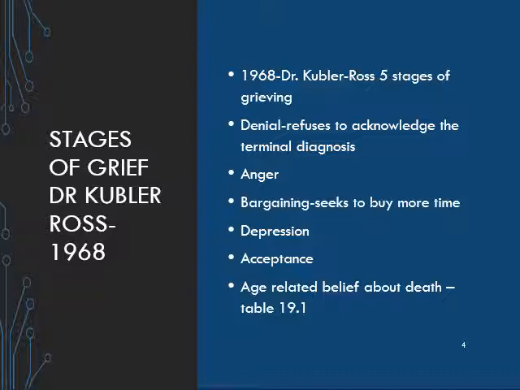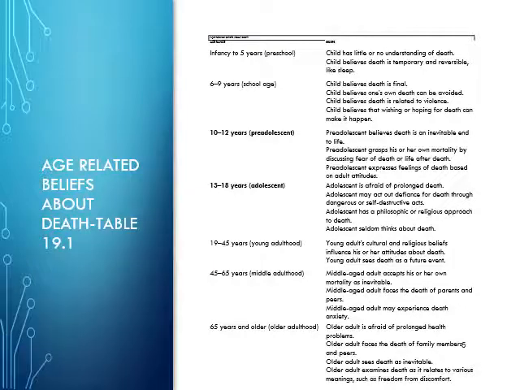So then there's age-related beliefs about death. So if we go to table 19.1, which is on page 322, let's look at that, and I'm going to go to the next slide because I actually copied it from your book. So, age-related beliefs about death. In infancy to 5 years, the child has little or no understanding of death. They believe death is temporary, like sleep. 6 to 9 years old, the child believes death is final, and one's own death can be avoided.